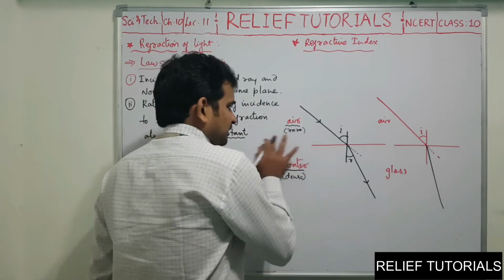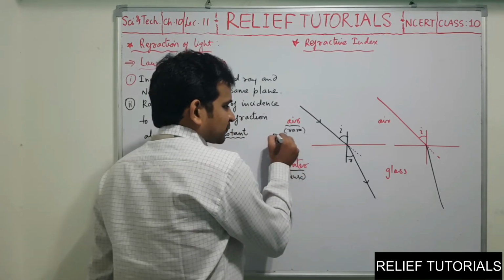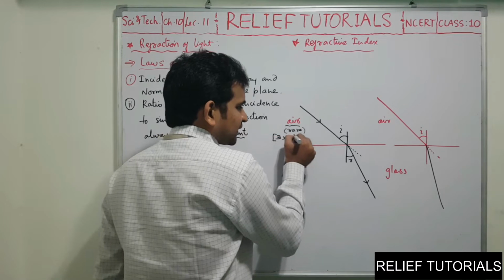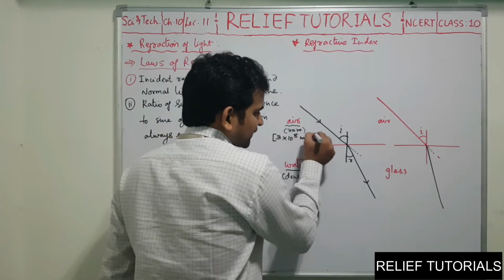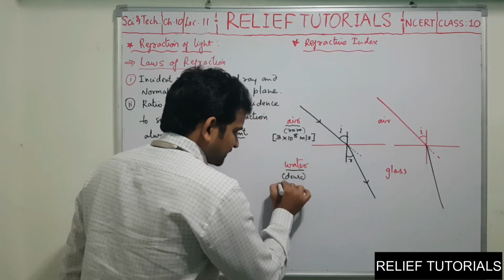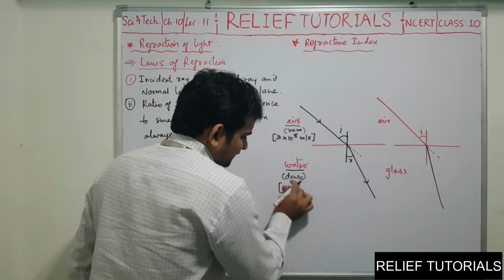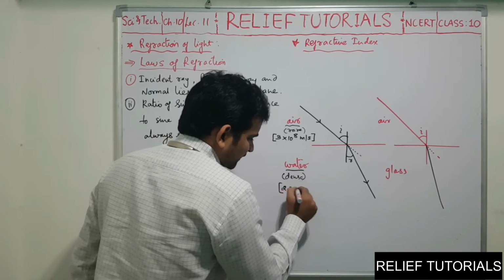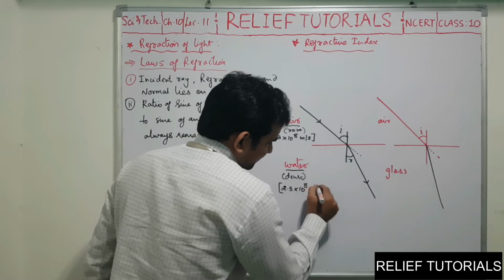Here, just for the sake of understanding, consider the speed of light in air is 3 into 10 raised to 8 meter per second, and consider here the speed of light is 2.3 into 10 raised to 8 meter per second.